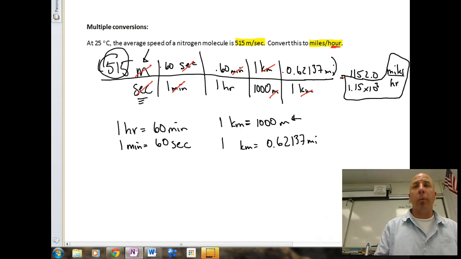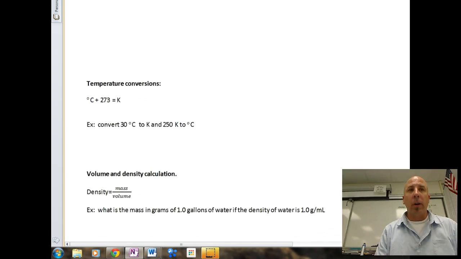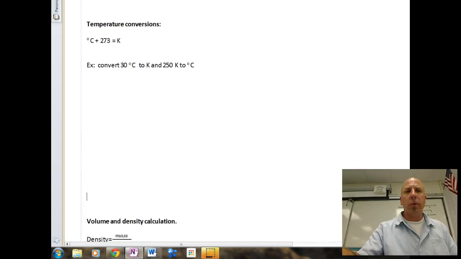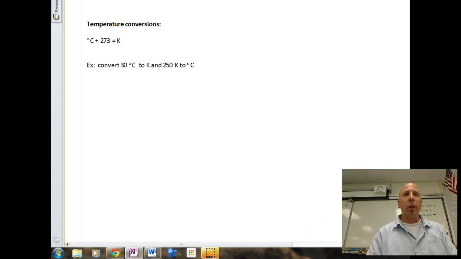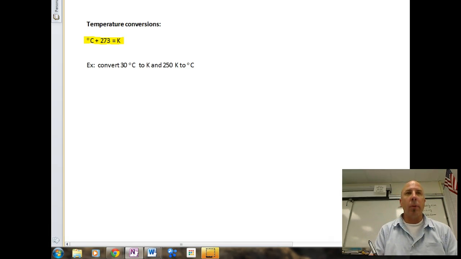Now, again, we could have just looked this up on Google, but it's really important to be familiar with how to jump in and out of conversions in AP Chemistry. Let's talk about a couple of other things here. We have temperature conversions up next. We covered temperature conversions in general chemistry, and we're going to cover them again. It's really important when we get into gas laws. Here's our main formula for temperature conversions: degrees Celsius plus 273 allows us to get into Kelvin temperature.